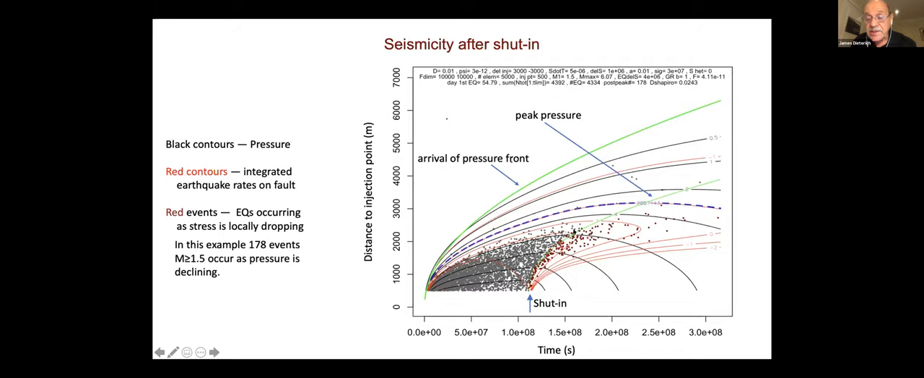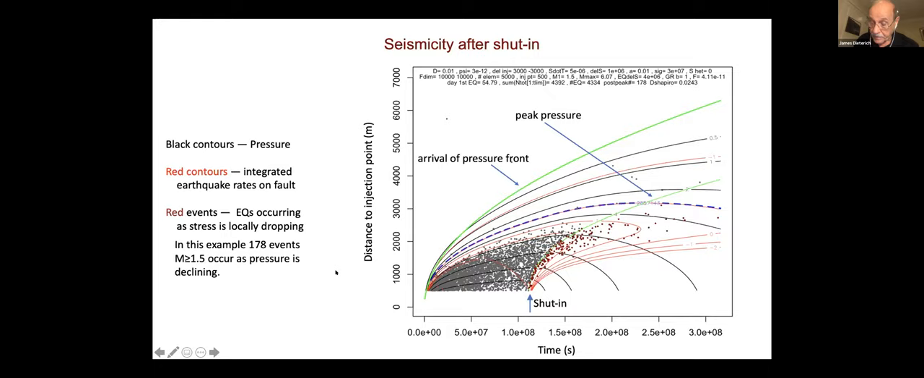But because of the time-dependent nucleation, we get quite a few events that occur as the stresses are dropping on the fault. And in this case, there are 178 events. And I think the magnitude threshold in this simulation was 1.5. So there's a real finite probability of earthquakes, even as the stresses are dropping.